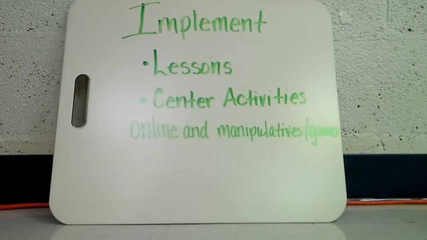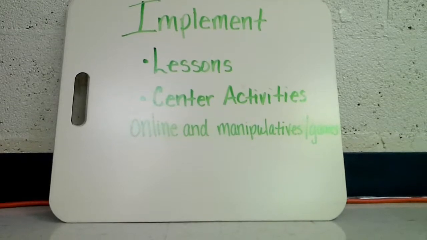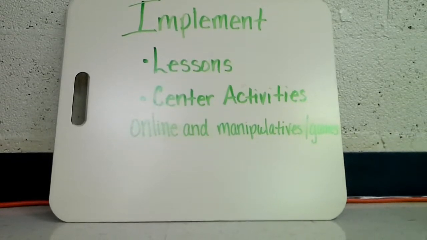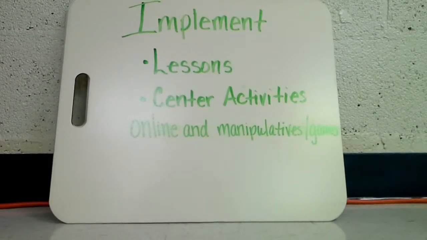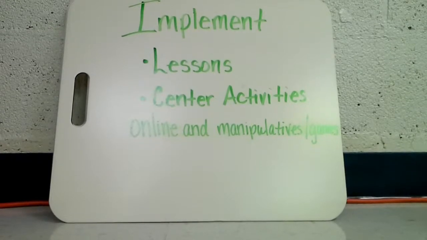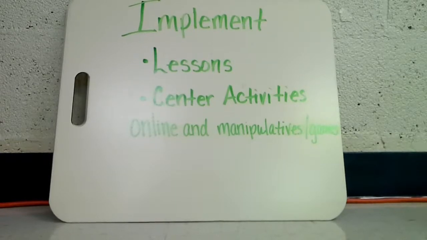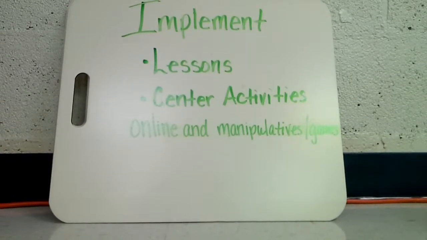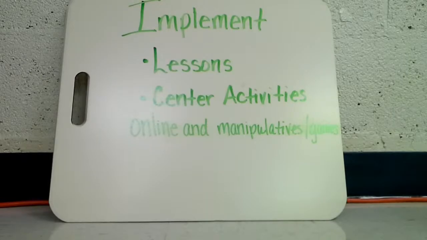The 5th step is to actually implement it. Here I actually teach the lessons, go through my workshop model, and that includes bringing in my center activities that are both online and include manipulatives and games. Now I'm going to show you just a couple of examples of those different activities I use.